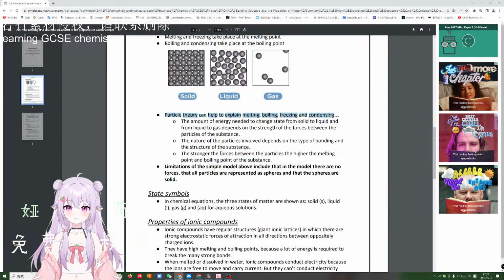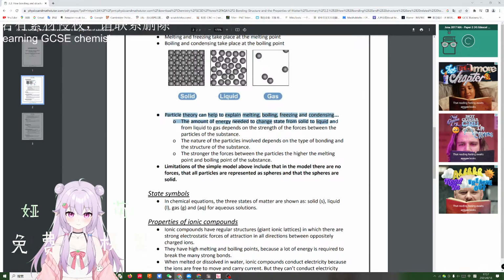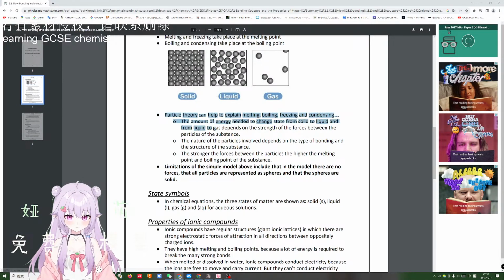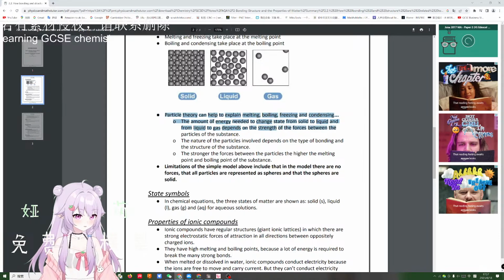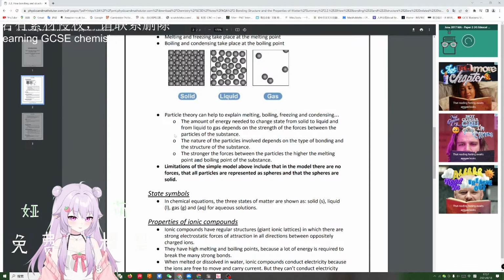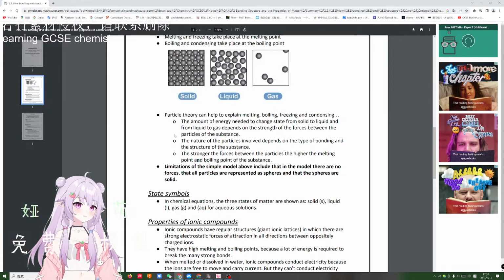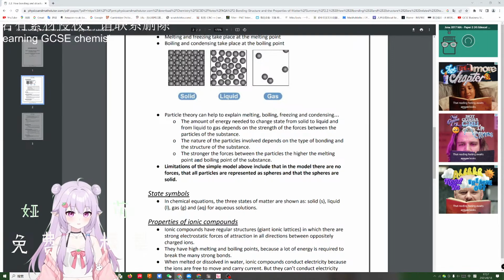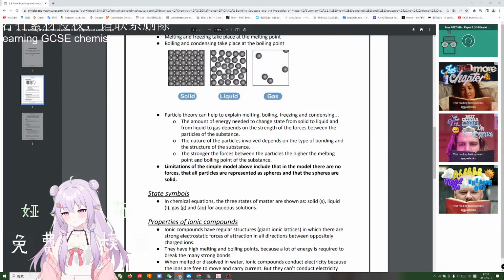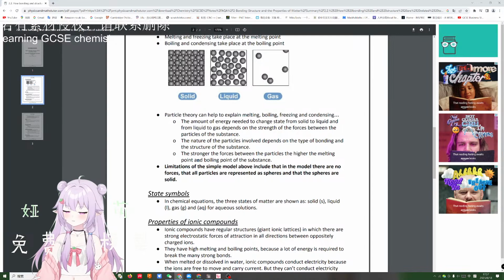The amount of energy needed to change state from solid to liquid and from liquid to gas depends on the strength of the forces between the particles of the substance. The nature of the particles involved depends on the type of bonding and structure of the substance. The stronger the force between particles, the higher the melting point and the boiling point of a substance.